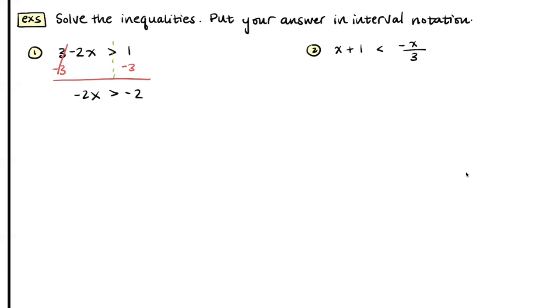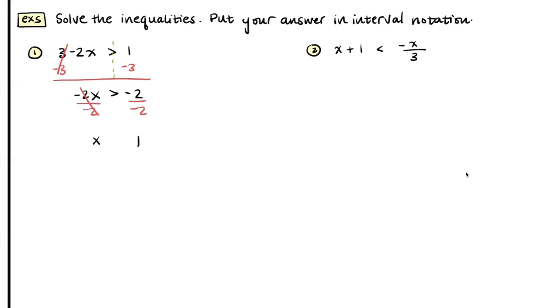Now we want to get the x alone on one side of the inequality. It is being multiplied by negative 2. And so to undo that, we are going to divide by negative 2. Now this is going to divide to give you a 1x on the left side. On the right side, we've got negative 2 divided by negative 2. That's also 1.